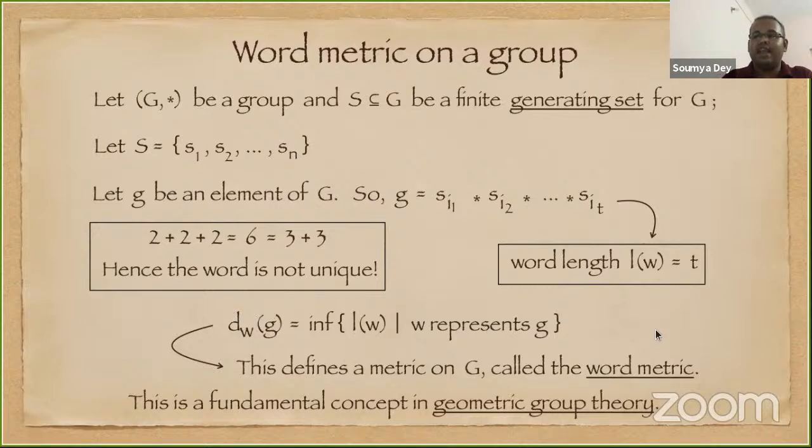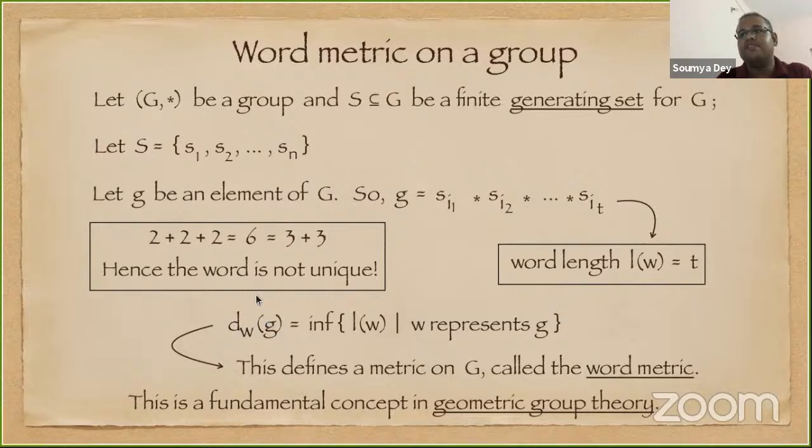And then to define any length between any 2 points, say you have G and you have H, what is the distance between G and H? You consider GH inverse and you take their dW. So dW of GH inverse would be the distance between G and H. Anyway, this has some technicalities that need to be looked at, but the main idea is this.